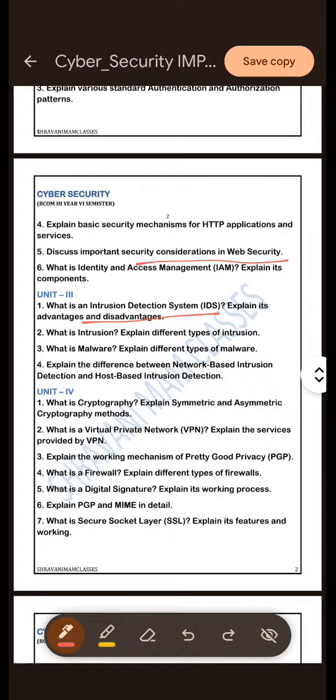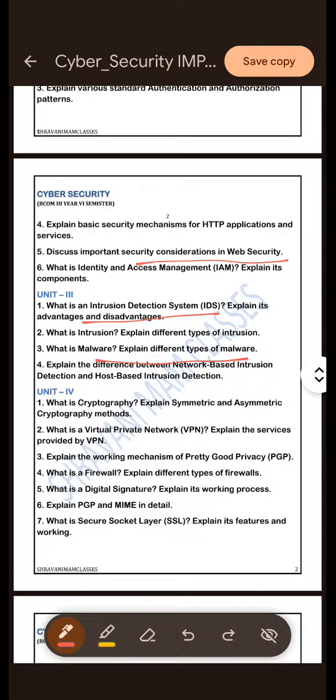Okay, and next, coming to what is malware, and explain different types of malware, right? So this is also a very important question from the third unit. What is malware? First of all, you all know malware is malicious software, right? It is designed to harm systems. So what are the different malwares? The types include virus, worm, trojan, spyware, ransomware, right? You have to explain all these things.